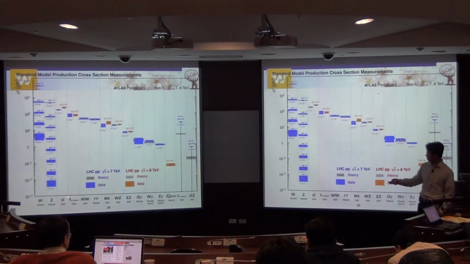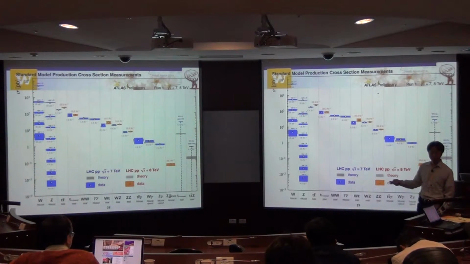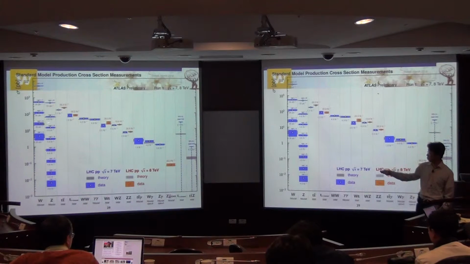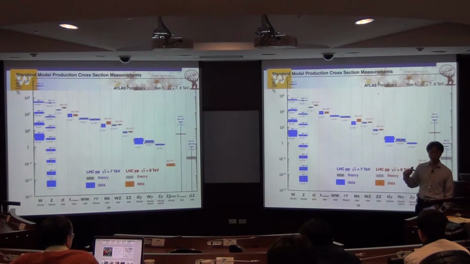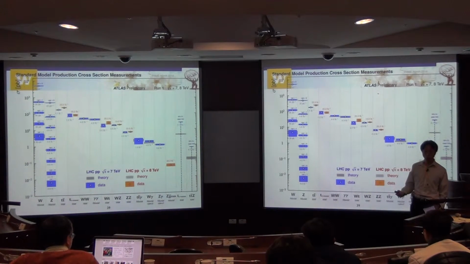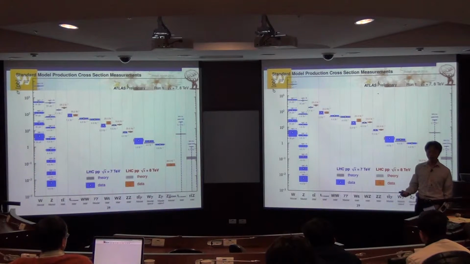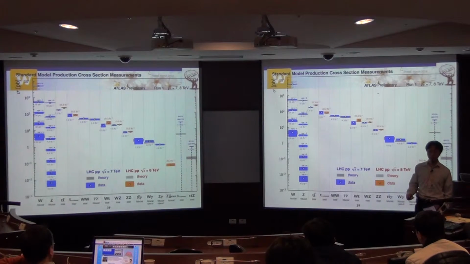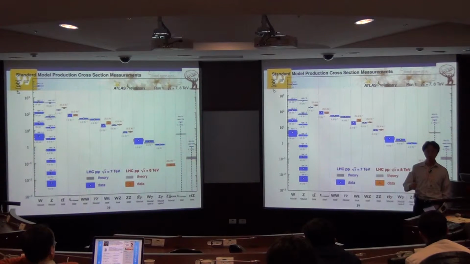So we continue to move on. If the high production channels show that the Standard Model could describe the real data very well, then how about the rare processes? Because a rare process is a new process that we had never seen before. Since we have never seen it before, there is a hope that when we are really able to measure it, we have a chance to see some discrepancy.